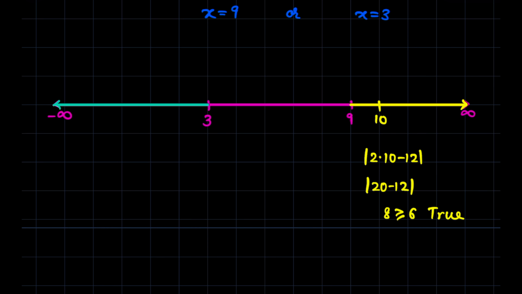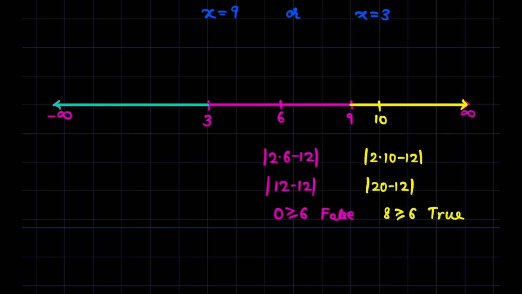Now let's take the middle pink one, where x is in between 3 and 9. Again, step 1, picking the test value, which is 6 here. Second, verifying the inequality by plugging the x as 6. So 2 times 6 minus 12 inside the absolute function, simplifying it, got 0, which is not greater than or equals to 6. Therefore, it is false.